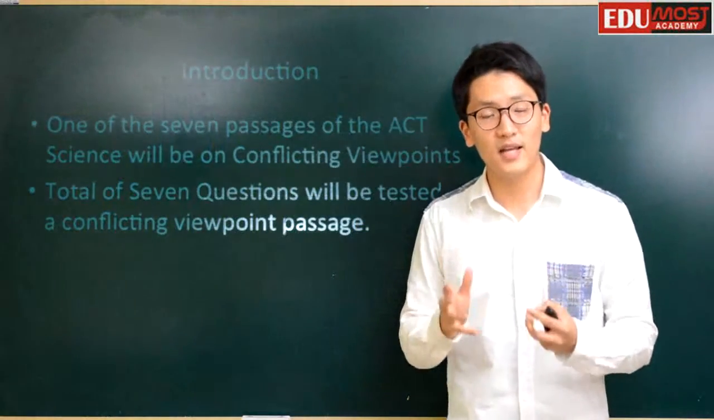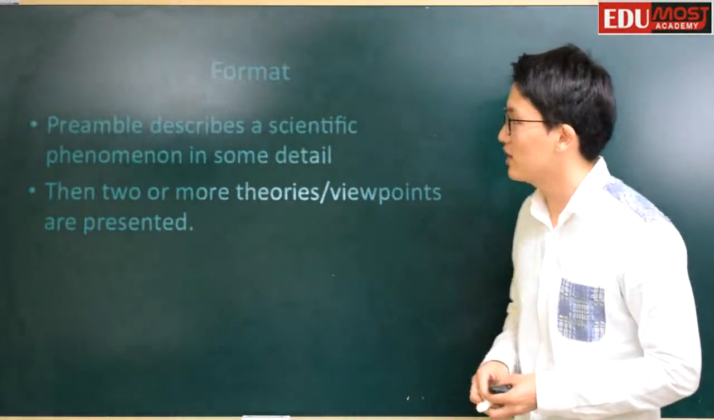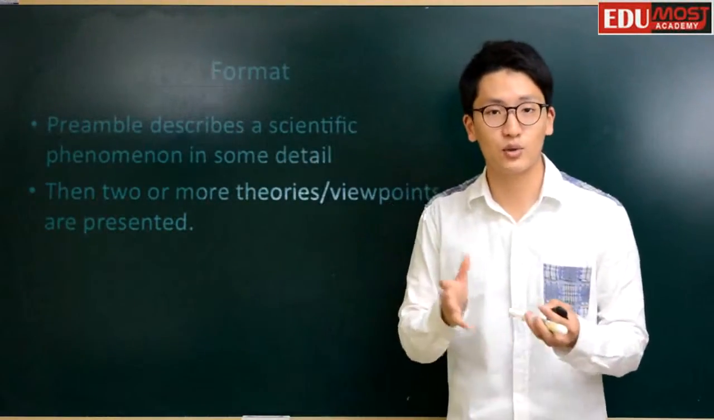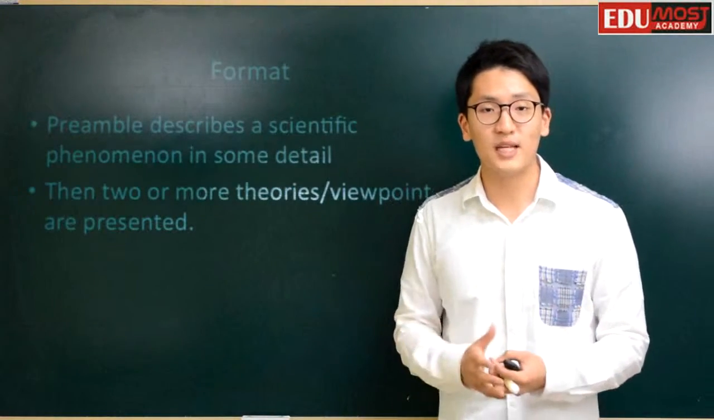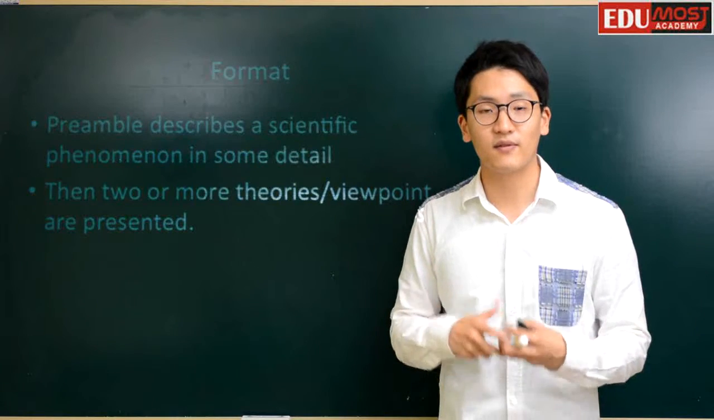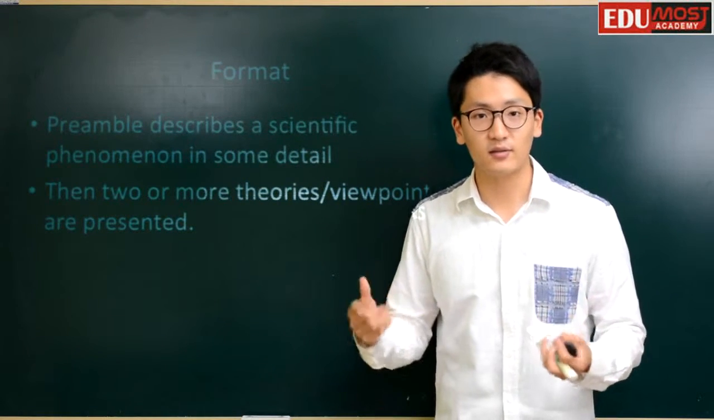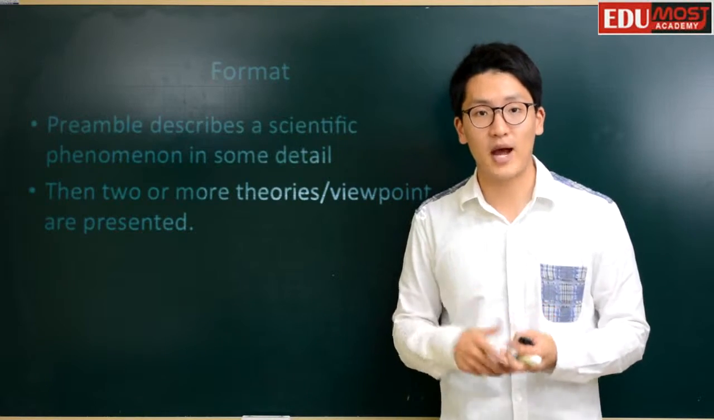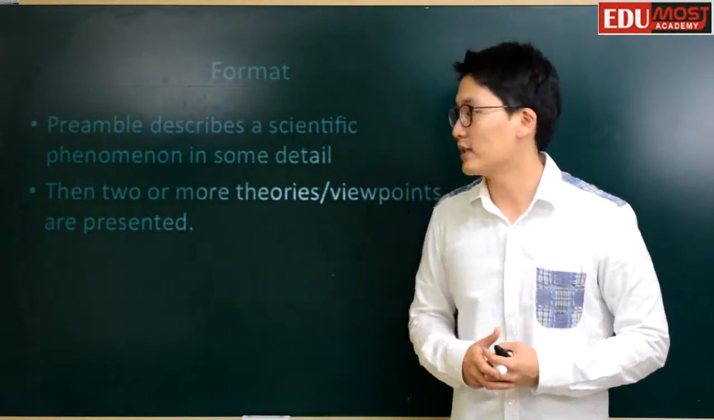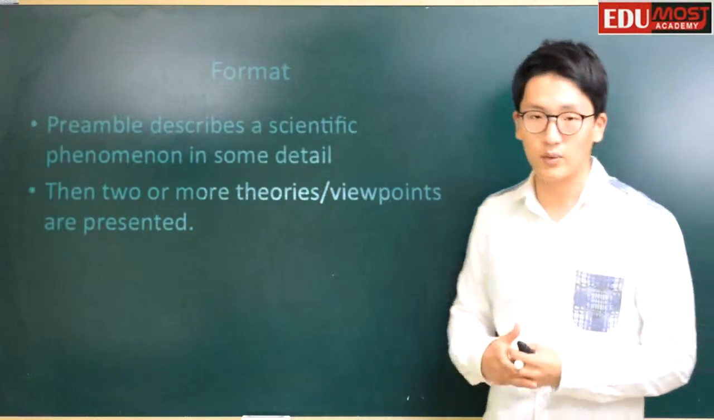Now, there's a very basic and typical format for conflicting viewpoints passages. It'll begin with a preamble. It can be short or long, but a preamble is basically like an introduction that describes some kind of scientific phenomena or observation in some detail. It's basically to give you good background information before you go into analyzing different viewpoints. And then you'll be presented with 2 or more theories or viewpoints.